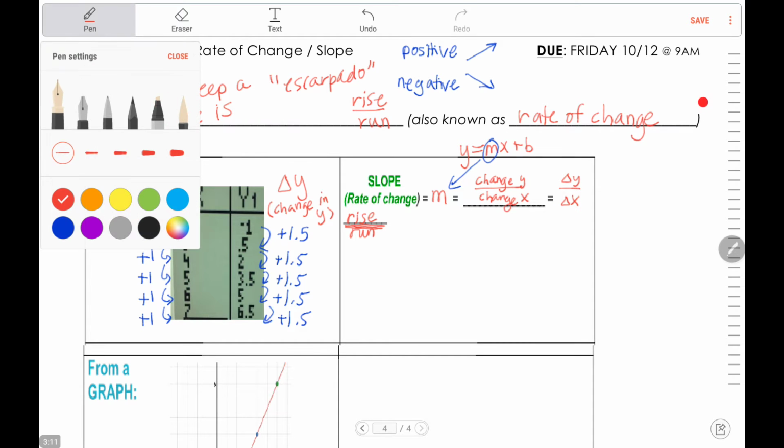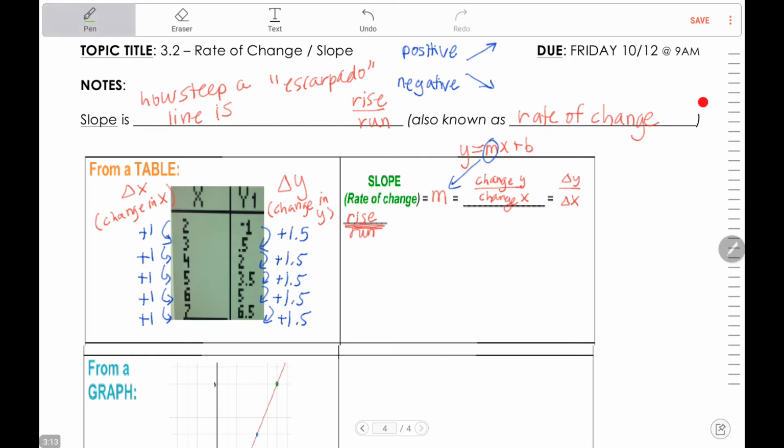So let's calculate our slope for the table on our left. If we're doing change in y over the change in x, the change in y is being added by 1.5 every time. So our change in y is plus 1.5. Our change in x is being added 1 each time. +1 is our change in x. So positive 1.5 divided by +1 is 1.5. That tells us our slope.